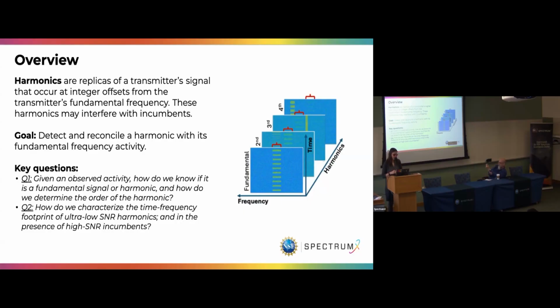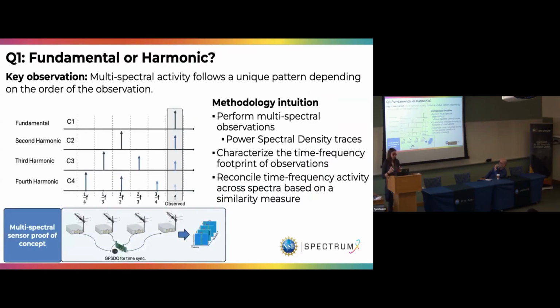So the question then becomes, how do we characterize the time-frequency footprint of those ultra-low signal-to-noise ratio harmonics, and potentially do that in the presence of high signal-to-noise ratio incumbents that might be active in a band where a harmonic occurs? So two questions, really. The first being, is this a fundamental or harmonic that we're observing?